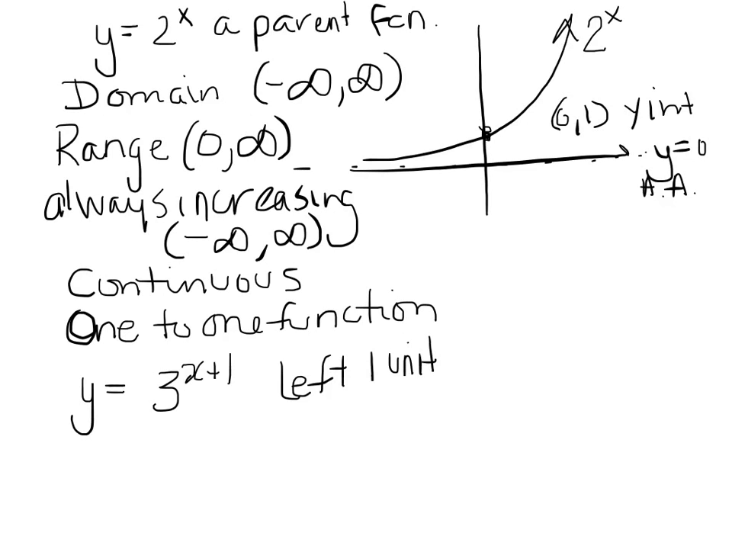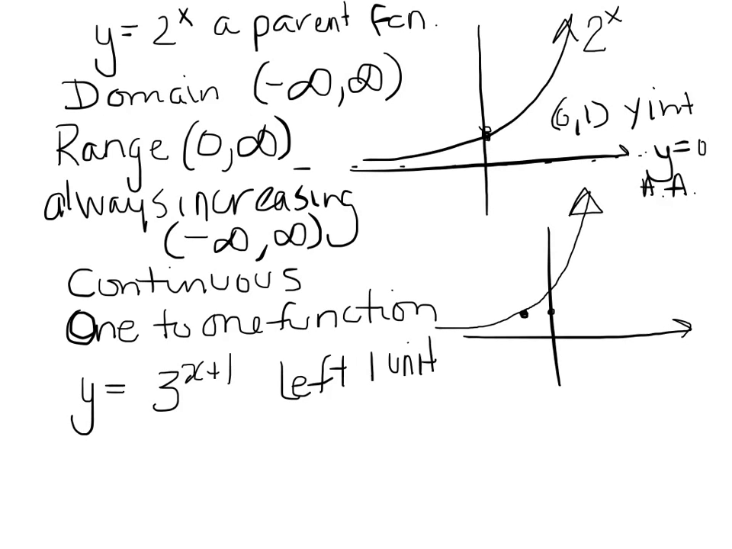So I could graph this, and the 3 makes things a little steeper, a little flatter, but that's not going to show up quite as easily. But I can go ahead and graph this. I'm going to go to the left one. So it used to be this point right here, 0, 1, is now this point over here, negative 1, 1. Going to the left will not do anything to my horizontal asymptote, right? You can move that horizontal line left or right, and it's still y equals 0. So that didn't change.